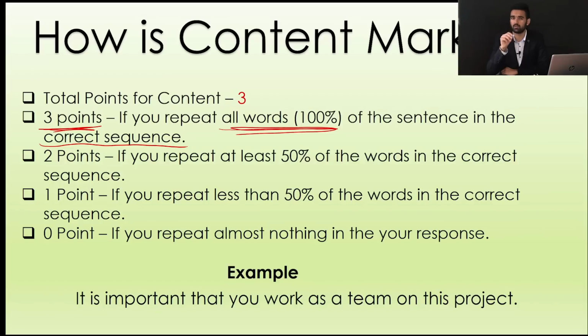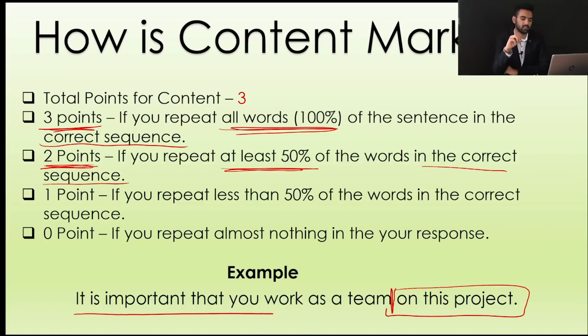But in case you missed your sentence and you cannot recall 100% of the content, but if you speak more than 50% of the words but less than 100% of the words in correct sequence, you will get 2 points out of 3. Now for example, let's say if you had this sentence in your audio that it is important that you work as a team on this project, right? But you only remember up till here that it is important that you work as a team. If you don't say on this project, but you only say it is important that you work as a team, as you have said more than 50% of the words but less than 100% of the words, you will get 2 points out of 3 in your content section, right?